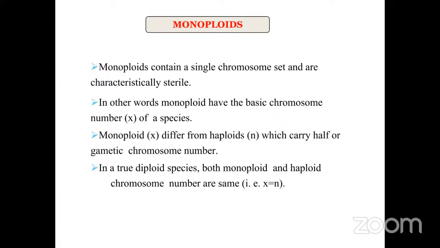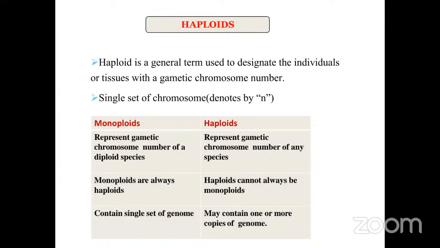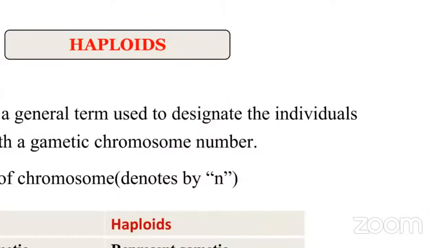In true diploid species, both monoploid and haploid chromosome numbers are the same, x is equal to n. So what is the difference between monoploids and haploids?